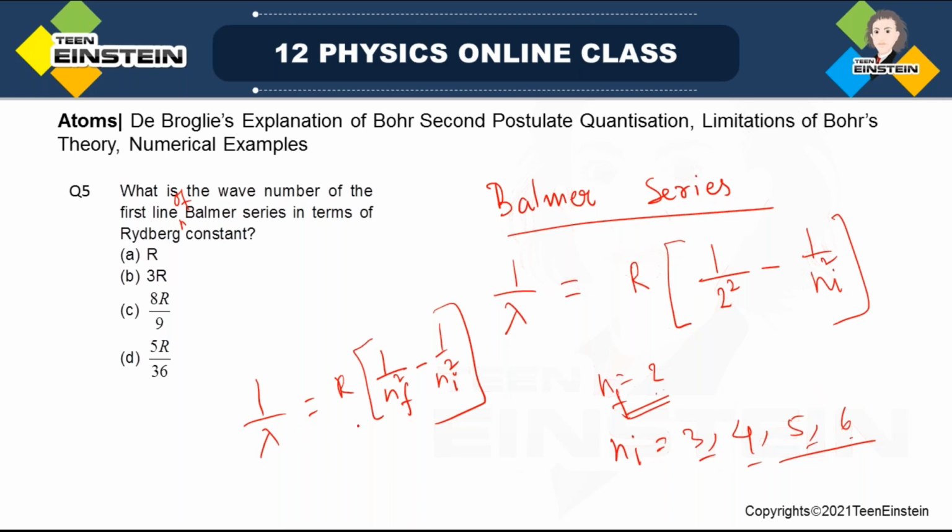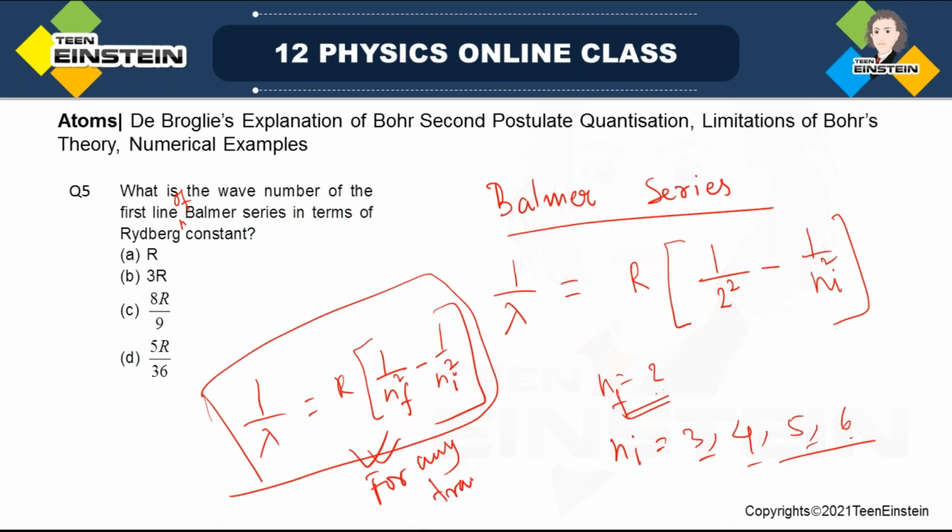This is the expression for wave number for any allowed transition. But the Balmer series is when the final state is n equal to 2. So that is the Balmer series.